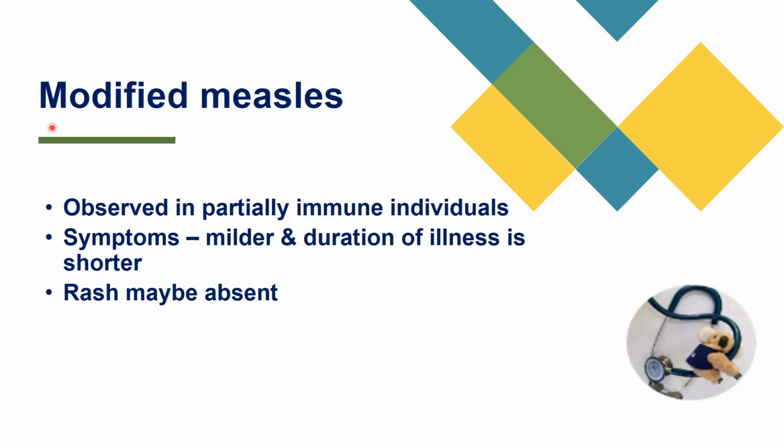Now we'll discuss some atypical phases of measles. Number 1 is modified measles. This is observed in partially immune individuals. In this, symptoms will be milder and the duration of illness is also short. Rash may be absent, but you get the other features.